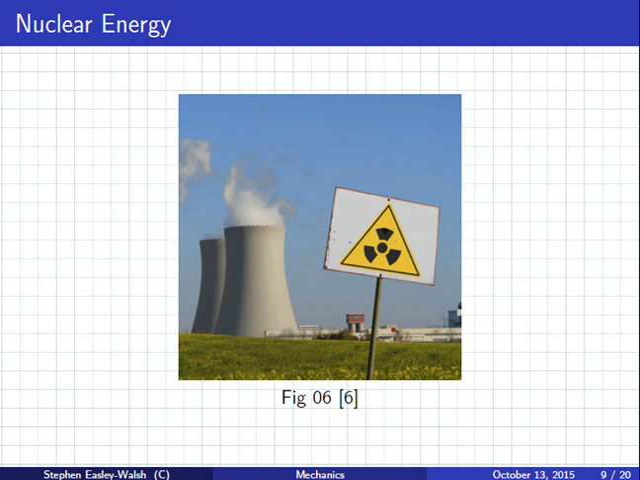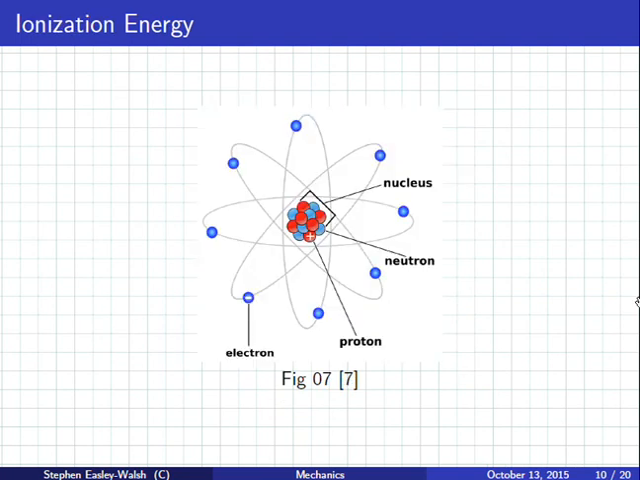So work doesn't have to be something good, it can be something bad as well. It's dangerous. There's a lot of advantage for it. There is, and disadvantages too. Yeah, of course. Okay, next one is from chemistry again, ionization energy.